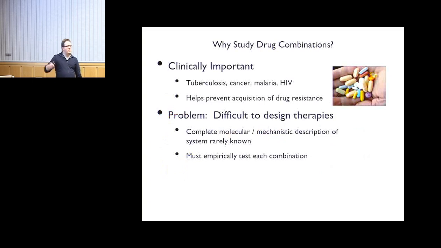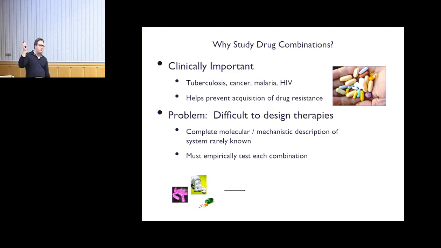So you might ask, why would you study drug interactions or why would you study drug combinations? Well, I'll say they're definitely clinically important in some situations now. Tuberculosis, cancer, malaria, HIV are some of the classic examples. It's thought that drug combinations may provide additional levers for combating resistance. But there's a big problem with drug combinations, and that problem is that a complete molecular or mechanistic description of every system is certainly not known, right? And as a result, in order to really get a good idea of a drug combination, you essentially have to empirically test it. So there are possibly exceptions, but you can imagine this is a difficult problem.